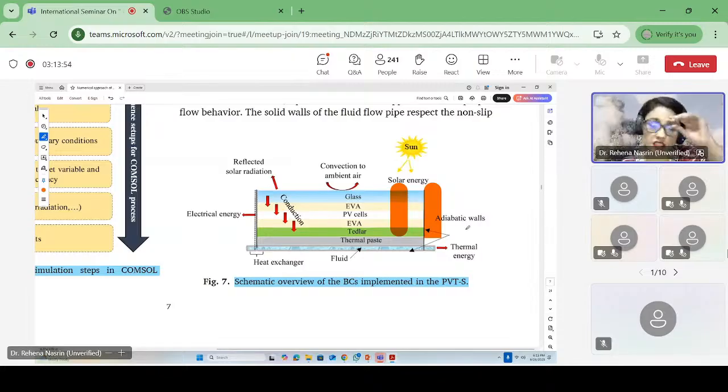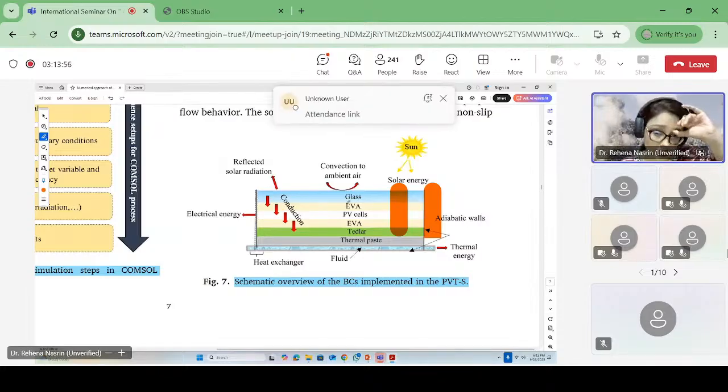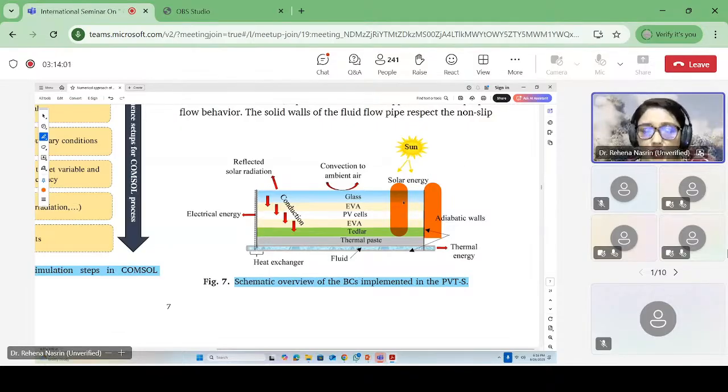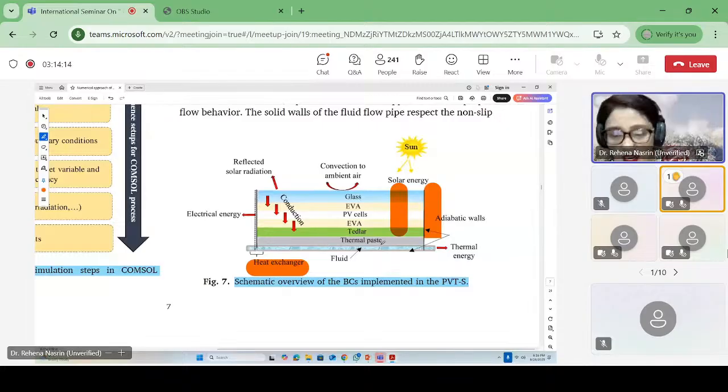So in the solar energy system, three types of heat transfer occur. Number one, radiation. Number two, convection, because when we attach the heat exchanger part at the bottom of the photovoltaic module, then we introduce the fluid, and we can collect thermal energy.